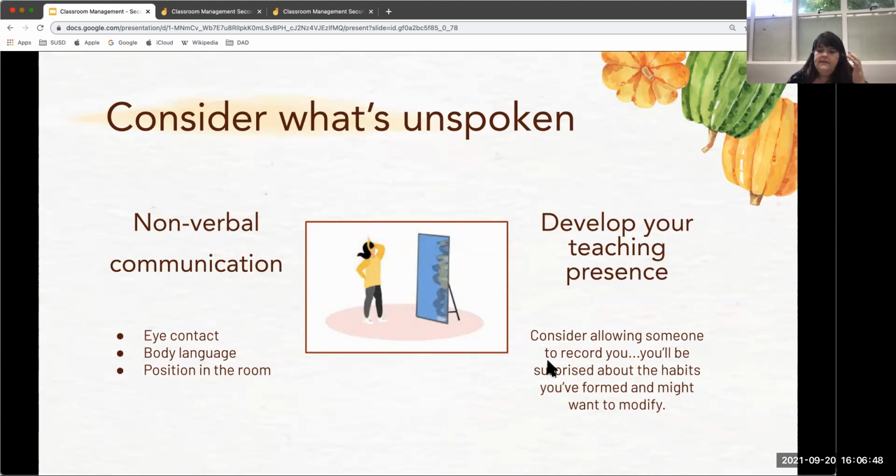And it's uncomfortable, right? It's like, I hate being recorded, but I think have somebody record you with your iPad. So nobody else has the recording, only you have it. And then you can watch it and see your patterns. And I promise you that it will be revealing about your behaviors, your habits. And then you can modify it, like purposefully think about what you might want to do differently.